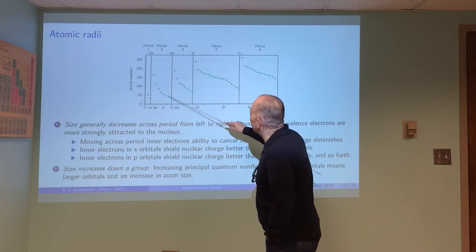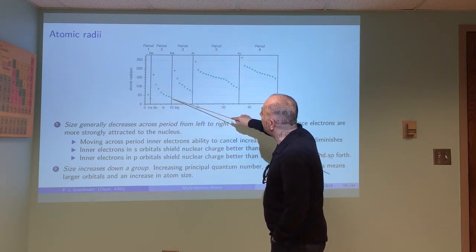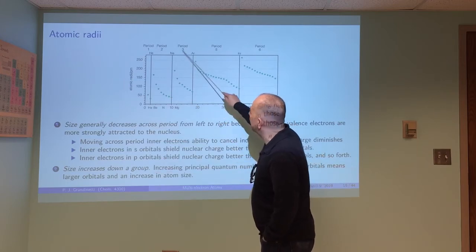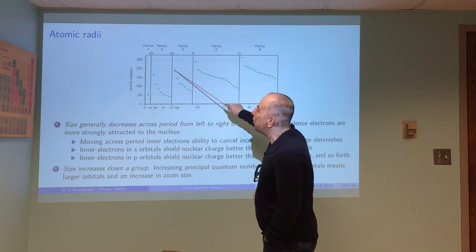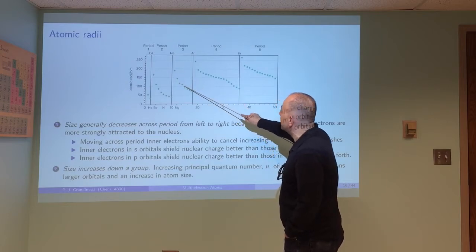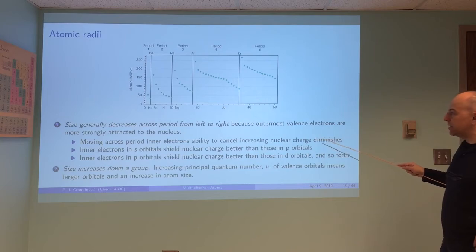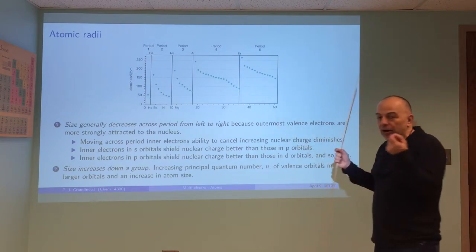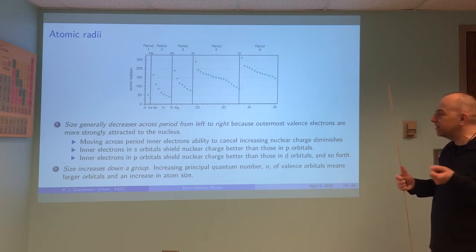But anyway, in a given period, you see that the atomic radius is decreasing. You see that here going from neon to argon. So neon is down here, but once you get past neon to sodium, and then magnesium and aluminum and silicon, it's decreasing as you move across. So the size generally decreases when you move across a period from left to right, and that's because the outermost electrons that you're adding are more strongly attracted to the nucleus.